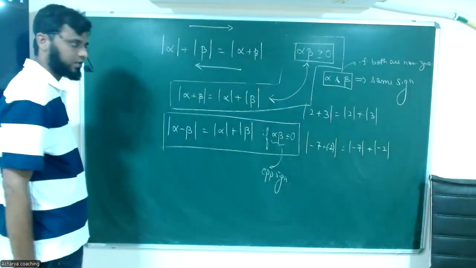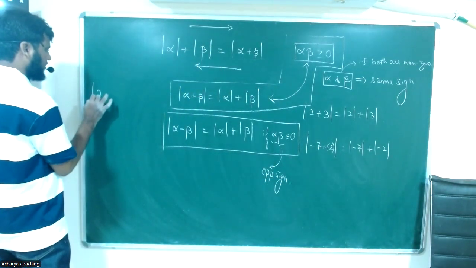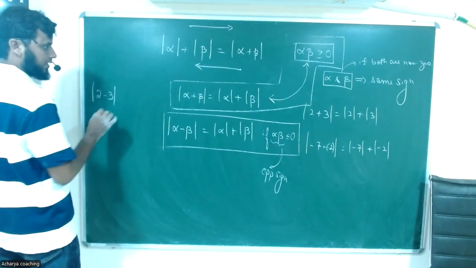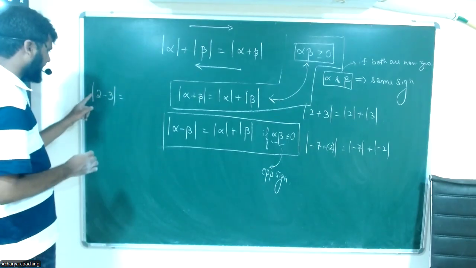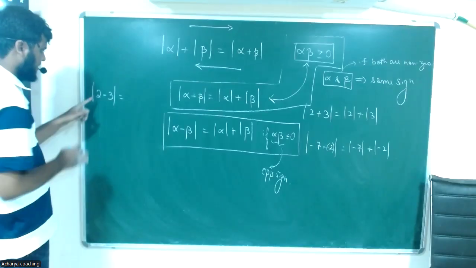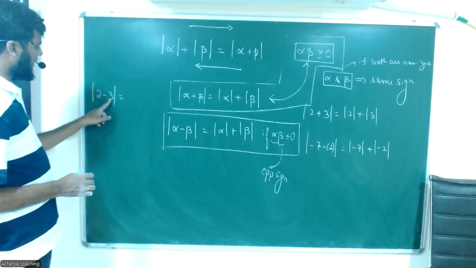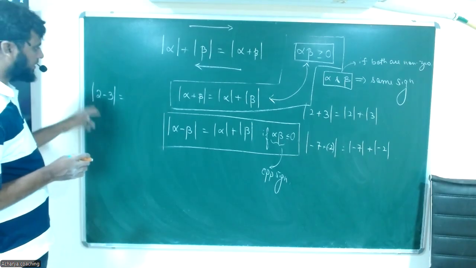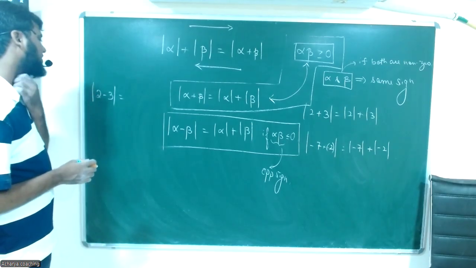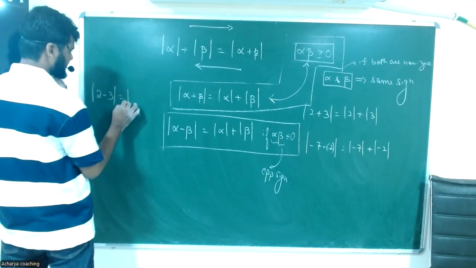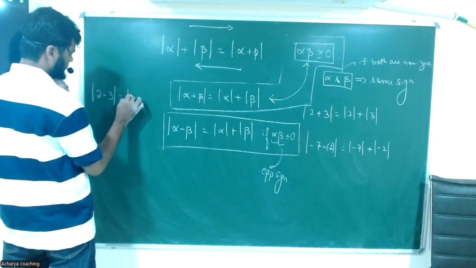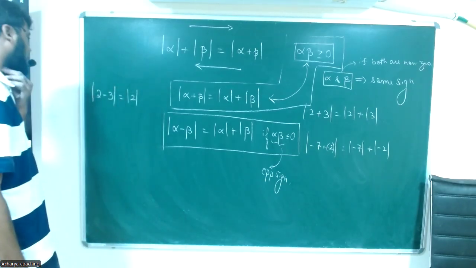Clear? Example, modulus of 2 minus 3. This will be same as, see, opposite sign, right? 2 and 3 we have. So 2 minus 3, it is negative. So what we can do in this case, modulus of, they both are not opposite sign, right?